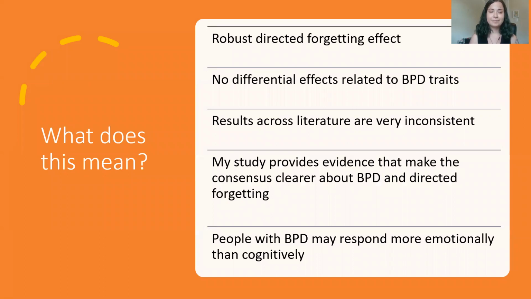So what does this all mean? We did see a robust directed forgetting effect, but we did not see any effects related to BPD traits, which is different from the previous two studies. And this means that results across the literature are very inconsistent. And when I say literature, I just mean the previous two studies and my study. But I believe that my study provides evidence that makes the consensus clearer about BPD and directed forgetting.